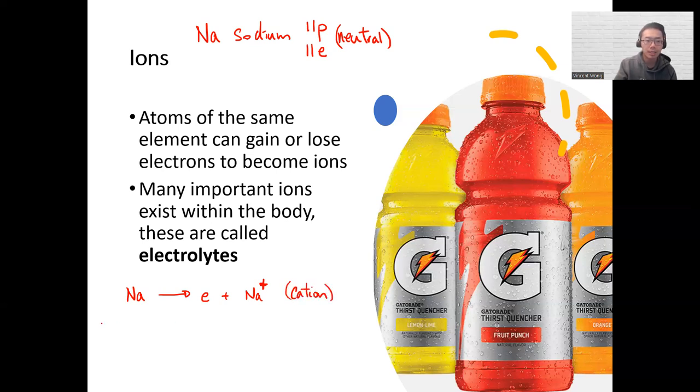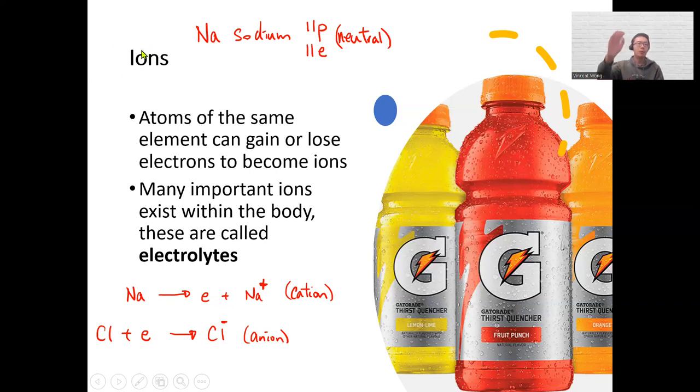On the other hand, something like fluorine, or chlorine, let's use chlorine as an example, will pick up an electron. Because they have an extra electron now, they would become negatively charged. So this is called an anion. All right. So whether you gain an electron or lose an electron, you will become ionized.